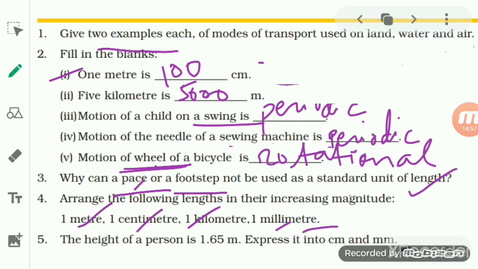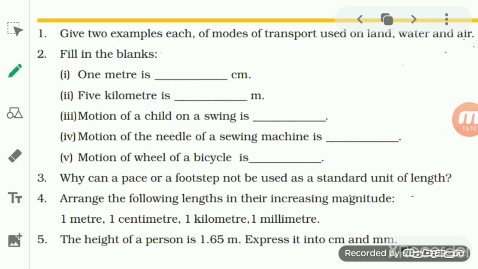So now see here, the first one is 1 meter. At first we will convert all of them into millimeter, because we know that millimeter is the smallest one. Then we will compare their values with each other. Whatever the smaller value will come first and the larger will come last.